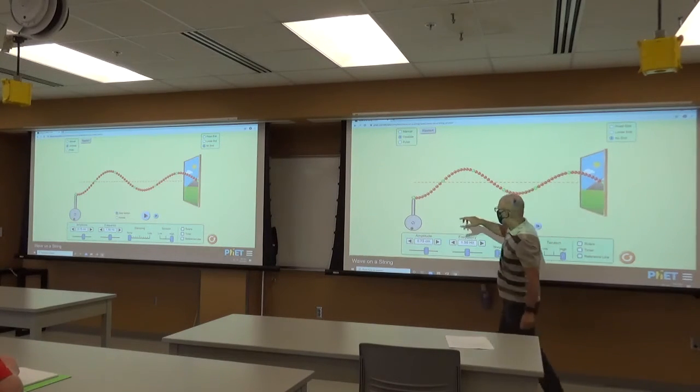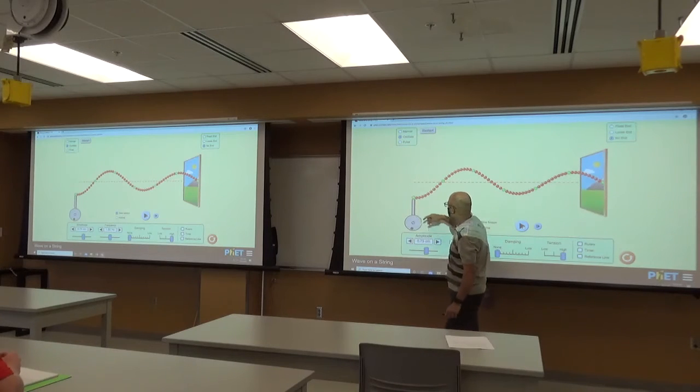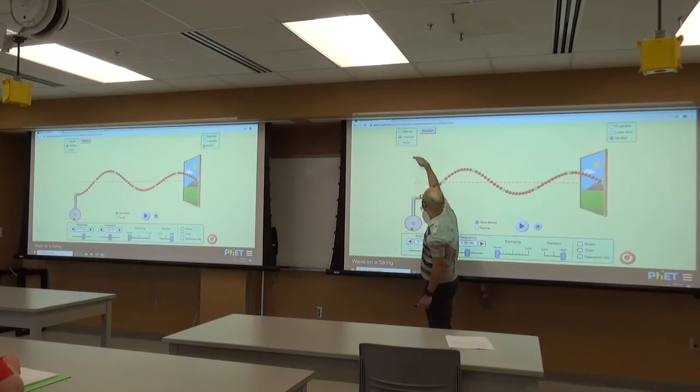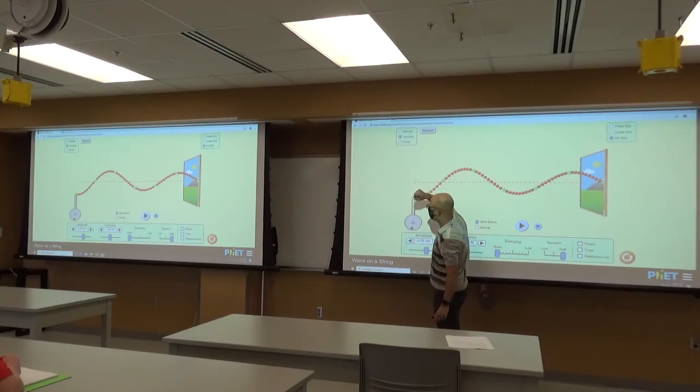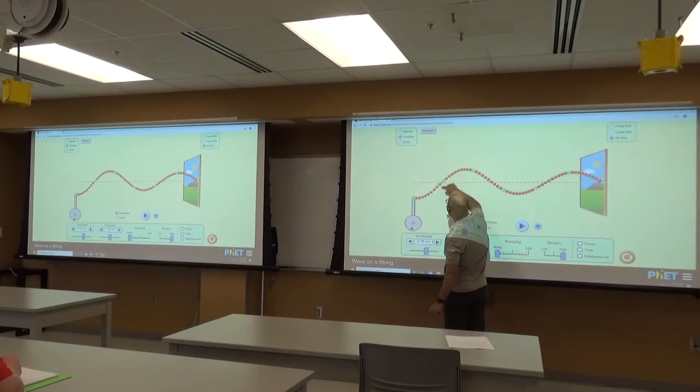And one complete oscillation is starting from here, going up, back again, and down, and then back again to the same point. That's one complete oscillation. In one complete oscillation, it produces one complete wave.